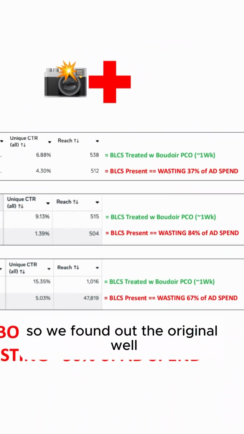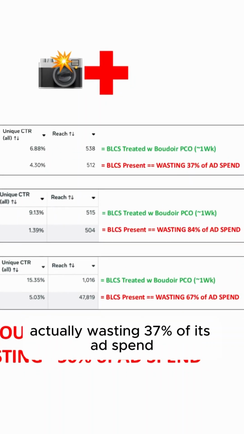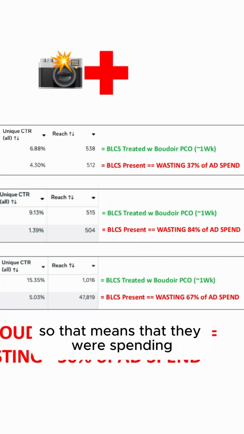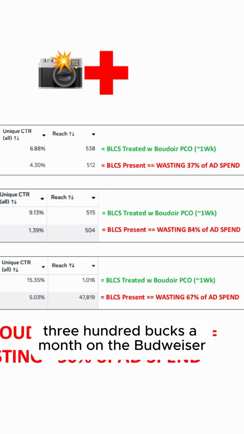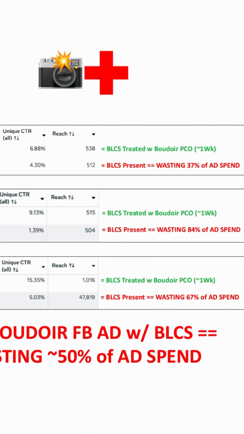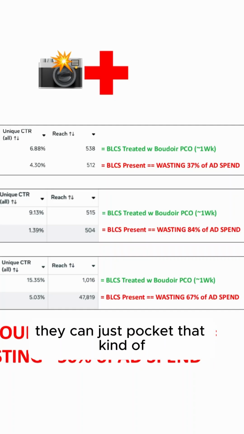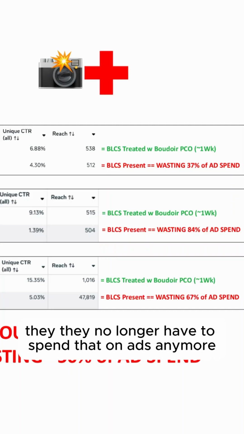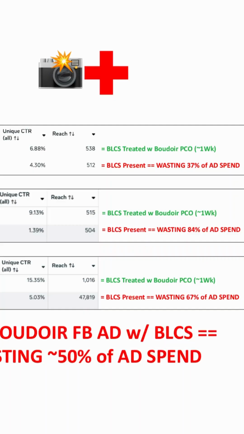So we discovered the original Boudoir Facebook ad was actually wasting 37% of its ad spend of what it could have been achieving. So that means that they were spending 10 grand a month on the original Boudoir Facebook ad. Now they only have to spend $6,300 a month on the Boudoir Pico treated ad to get into the same number of women's brains. So that difference, $3,700 a month, they can just pocket as a phantom bonus. They no longer have to spend that on ads anymore, like a Boudoir Pico bonus.